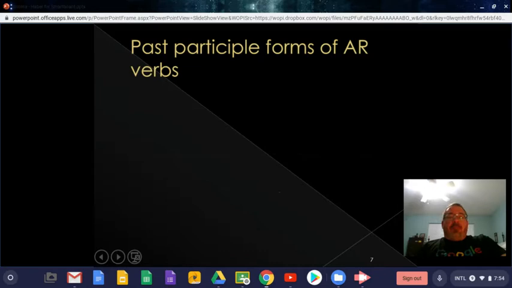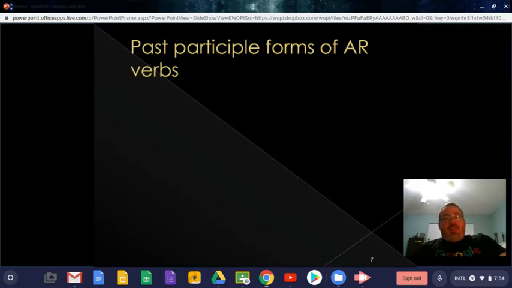Okay, so let's talk about past participles. This is the main verb. The verb haber, we'll talk about that later in another section, and I do have notes on haber. But let's talk about that second verb, that past participle verb. How do you form it?